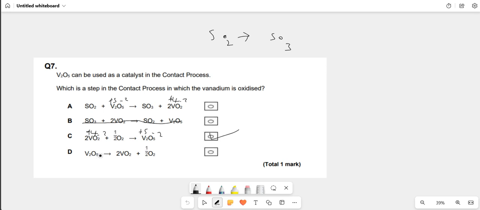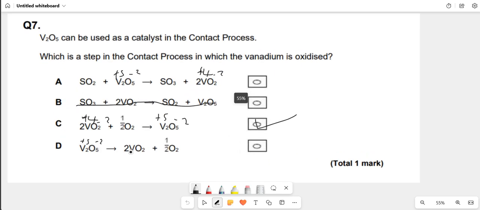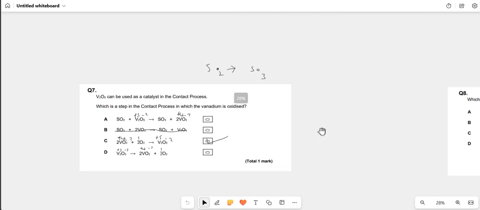Calm, easy. Now, V2O5, that one's going from what to what? V2O5 is plus 5 and negative 2, we know that by now. And then VO2, we know this as well, negative 2 and plus 4. So again, this one got reduced here, went from plus 5 to plus 4. Alright, next one.